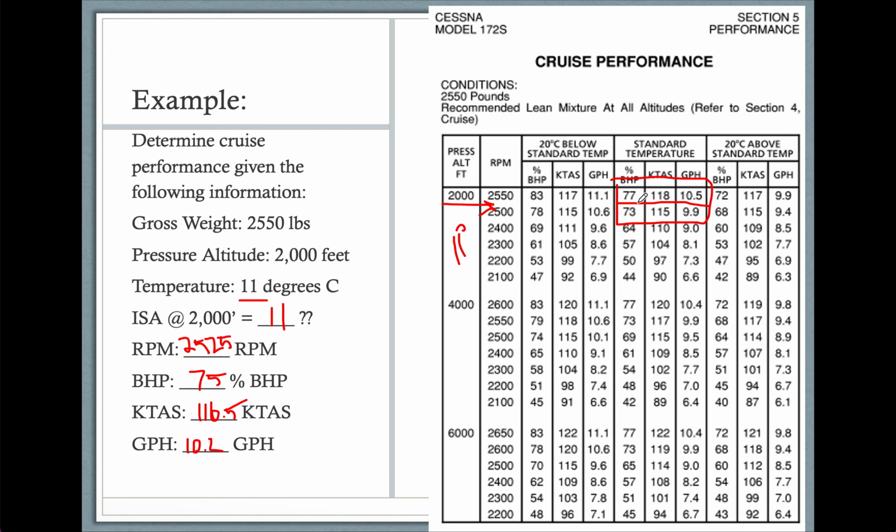All these cruise charts only give you max weight, so obviously you're going to get better numbers than that, because you're not going to be at max weight by the time you climb up to your altitude.